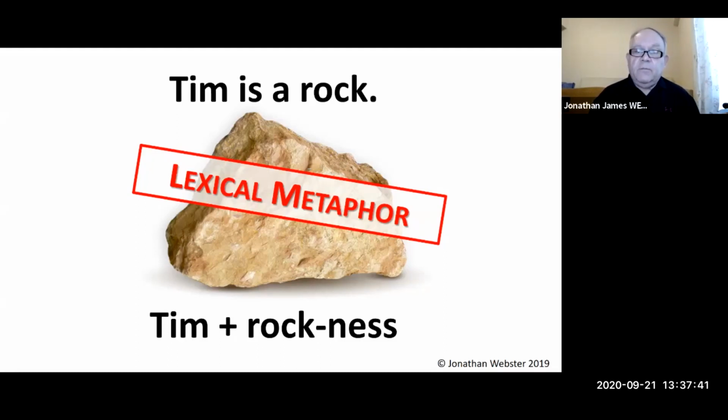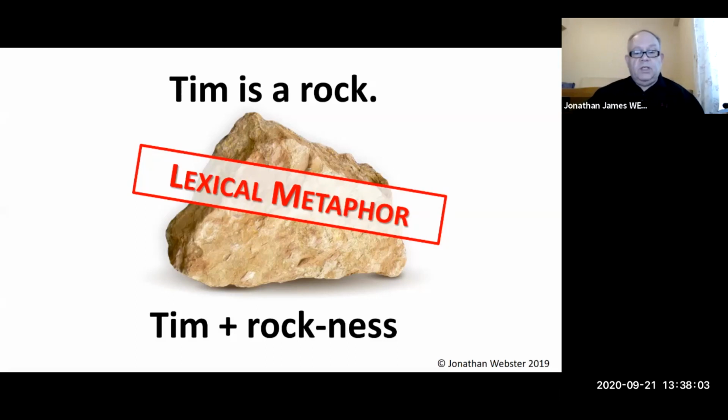He's someone you can depend on. Now, when I say it, what's happening? What you're saying is that Tim takes on the qualities of rockness. Now, I realize in some other cultures, if you said that, they may take it to mean he's stubborn, all right? That's not how I'd mean it.